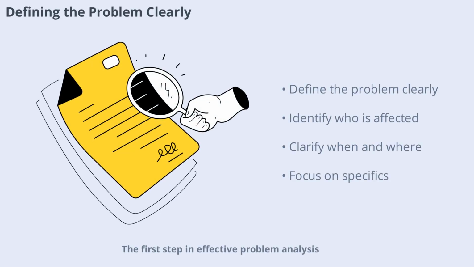The first step in effective problem analysis is defining the problem as clearly as possible. Vague or poorly defined problems are hard to solve. Take time to write down exactly what the issue is, who it affects, and why it matters. Ask yourself, what is happening, where and when does it occur, who is involved? By clarifying these details, you set the stage for a focused and productive analysis. Remember, a well-defined problem is already halfway to being solved.